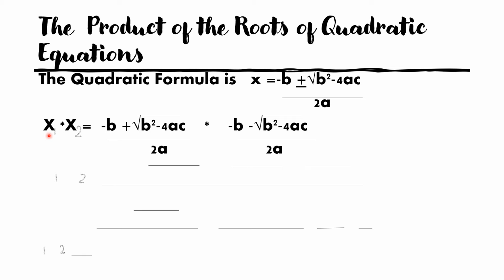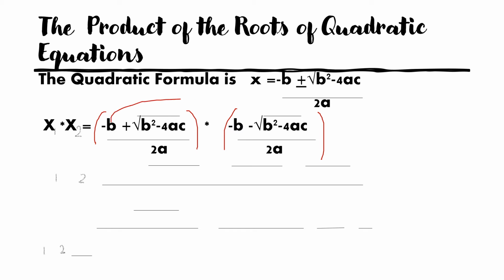X sub 1 times x sub 2 is equal to, ito yung first root natin na kung saan plus siya dito. Ayun yon. At yung pangalawa times sa pangalawa na ang minus naman siya. Ayan. So kaya minus siya dito. So ngayon, para lang tayo nagmo-multiply ng FOIL method. Okay, this one. Sige, gawin natin, lagyan natin parenthesis.